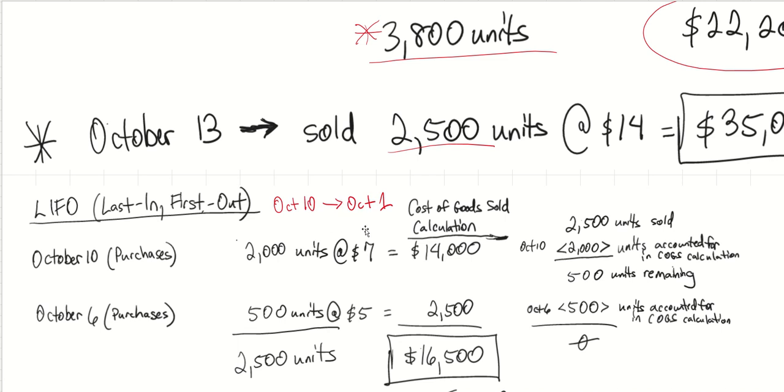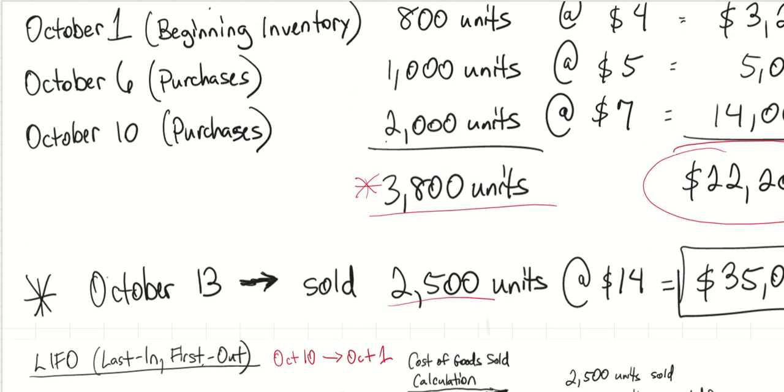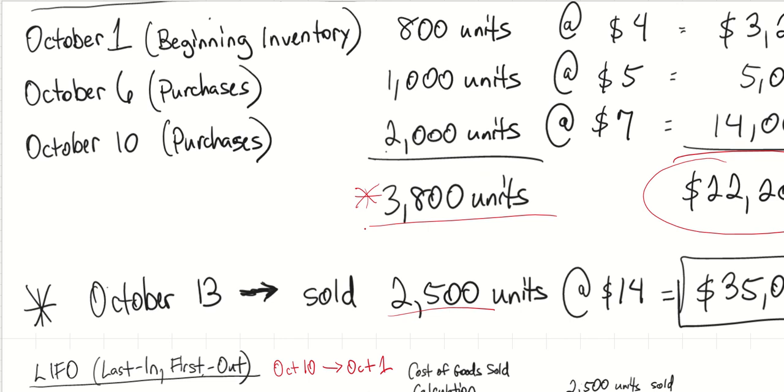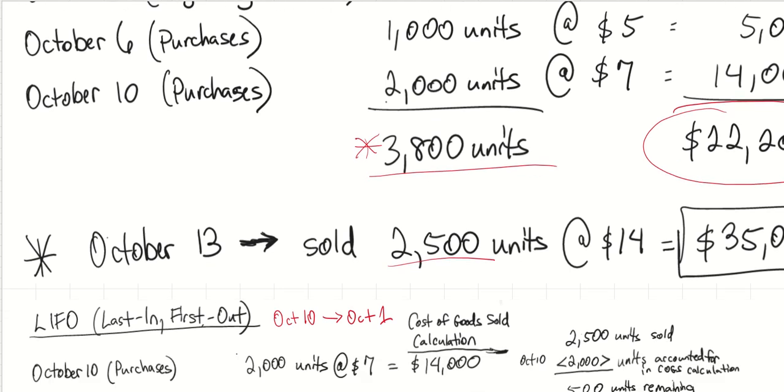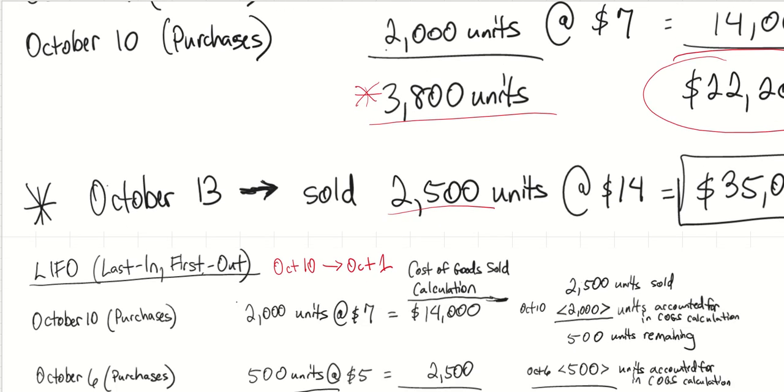FIFO is the opposite. We start at the beginning of the period and work our way towards the end of the period when taking out the inventory and including it in the cost of goods sold calculation. LIFO, complete opposite. Last in, first out. So we're going to take the inventory from the most recent period, which in this case is October 10th, and work our way backwards to October 1st. That's the direction we're going to take.